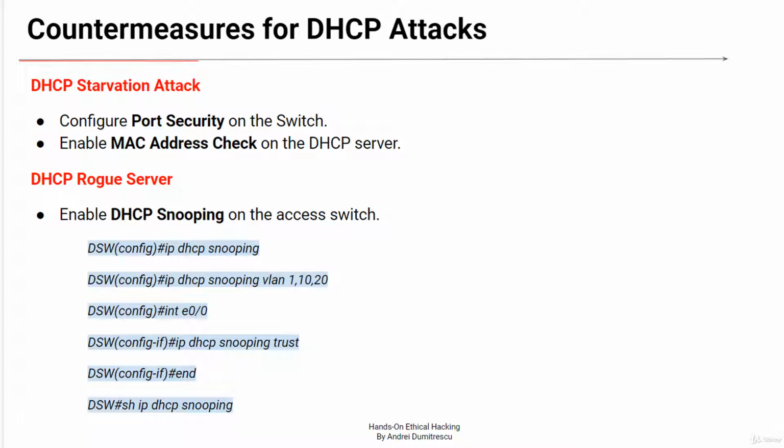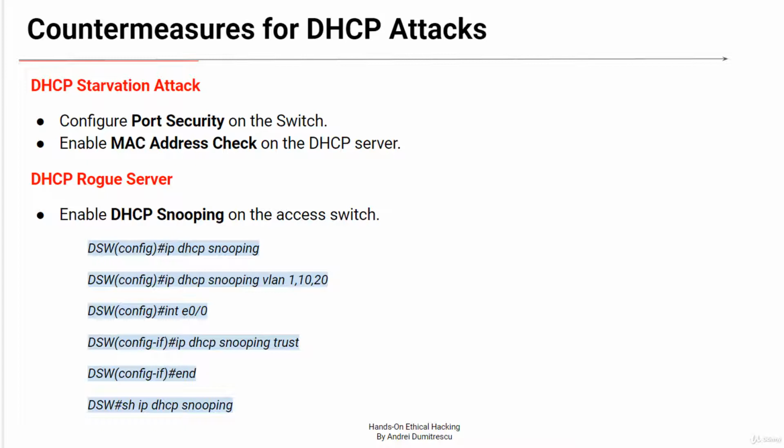Rogue DHCP servers can be mitigated by DHCP snooping. When configuring DHCP snooping on the access switch, all ports in the VLAN will be untrusted for DHCP replies. DHCP snooping acts like a firewall between untrusted hosts and DHCP servers.